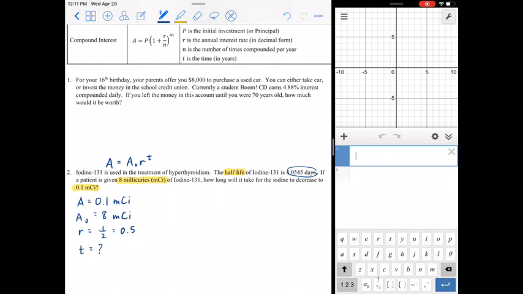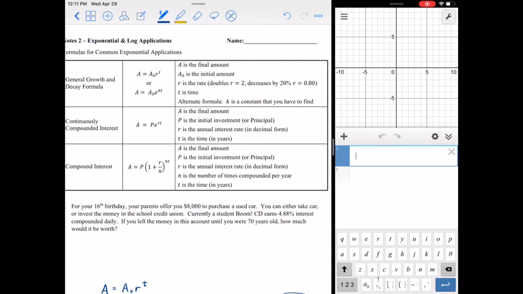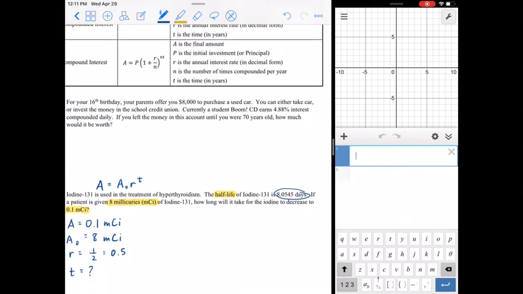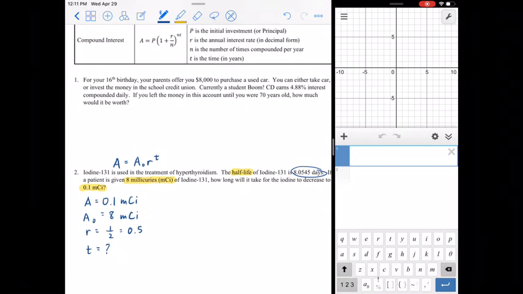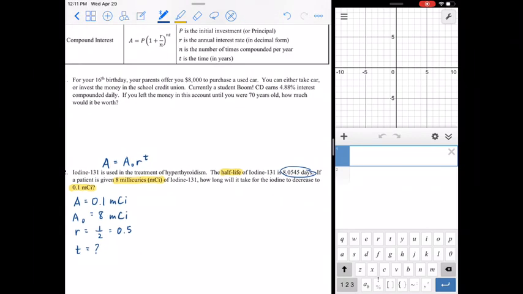We're going to be using this later. So on your notes, it will say that T is equal to the time or number of repeats. So that 8.0545 days is going to come in later. But for now, we have enough information to take the numbers we have and plug them into that formula there.